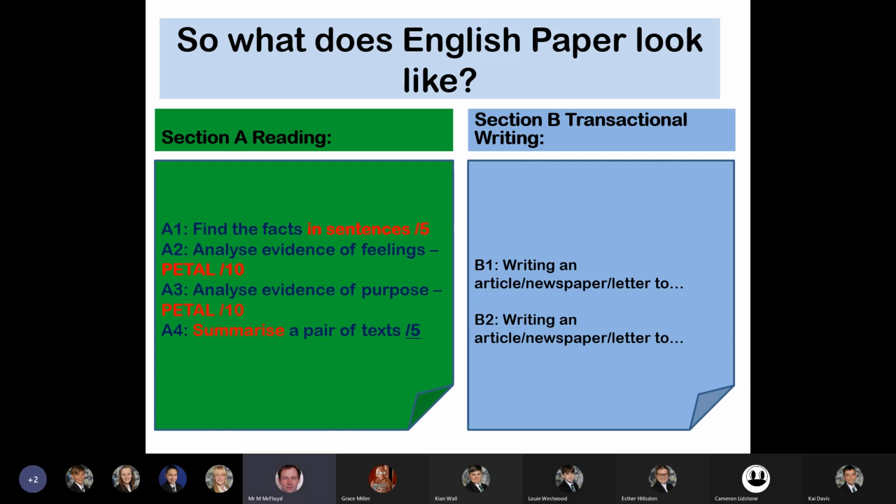Today we are focused then on question A1, the find the facts question. Okay, that is worth on the actual exam paper 5 marks in total. So you'd be asked for 5 facts rather than the 3 we've studied today.